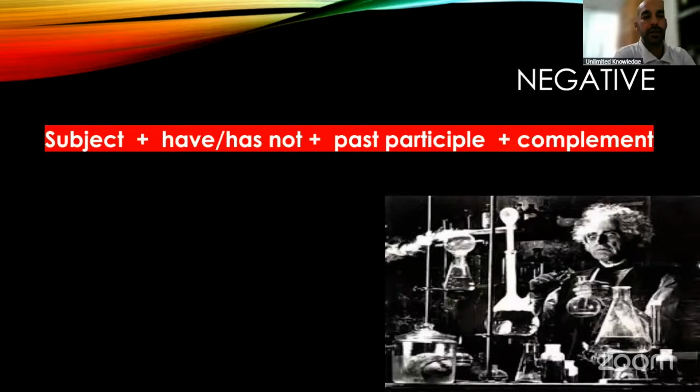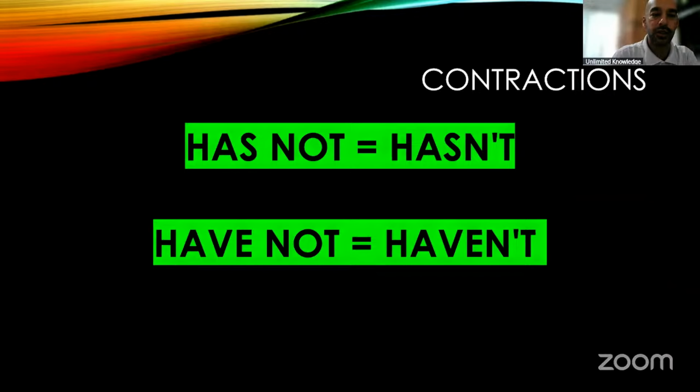Okay, so let's have a look at how we're going to use it in negative. With negative, all we need to do is add a not in here. So we're going to use subject plus have not or has not, again the past participle, and finally, the complement. Now, to make our English sound more natural, we're going to contract the have not and the has not.